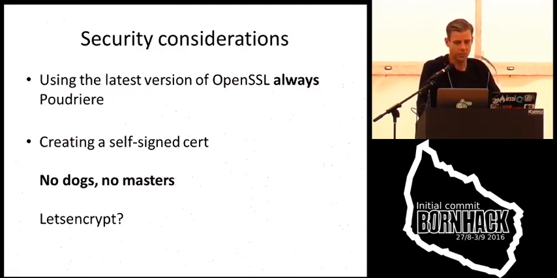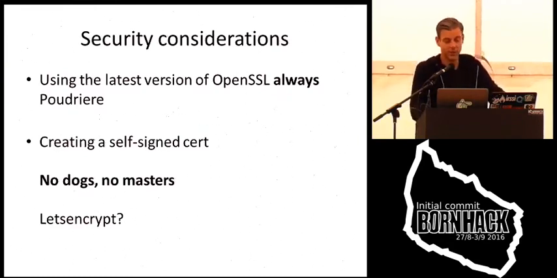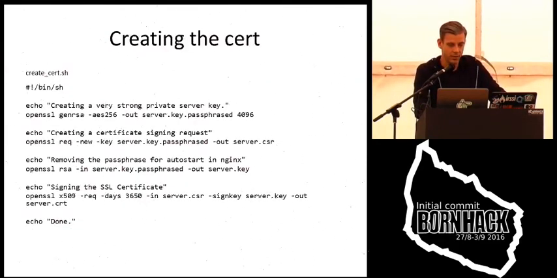Also the server uses a self-signed certificate because I don't have the money to buy one from a CA. And it doesn't really matter. Going forward, maybe I'll use Let's Encrypt, but I haven't set that up yet. So this is how I create the cert. It's AES 256 and with 4096 bits. It's just a script I use. Boom, then I have my certificate.